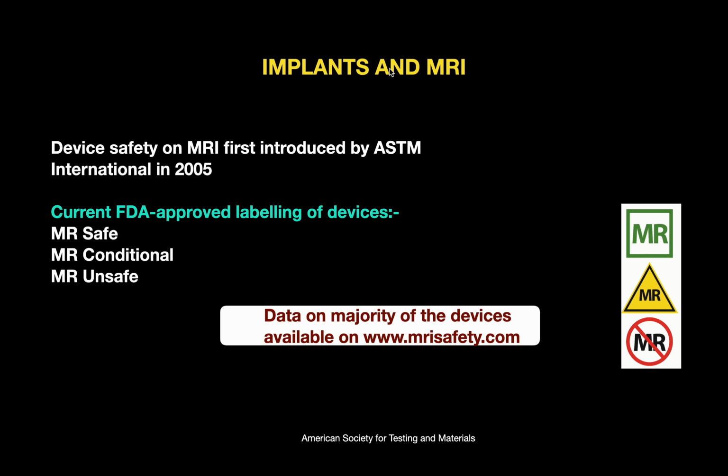Device safety on MRI was introduced by ASTM, that is the American Society for Testing and Materials, in 2005. Current FDA approved labeling for devices are MR safe, which is highlighted in the green color you can see here, MR conditional, that is in the yellow one, and MR unsafe, which is in the red color. So these are the three labelings: MR safe, conditional, and unsafe.